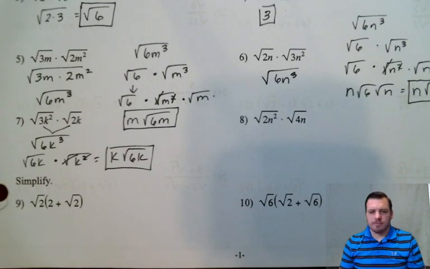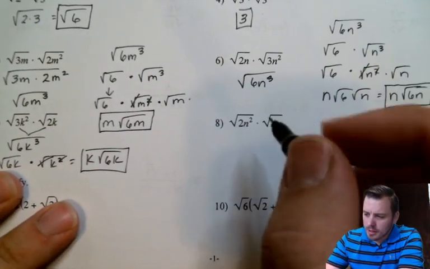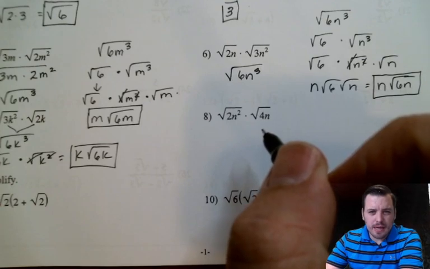Let's jump to the last one. Radical 2n squared times radical 4n.